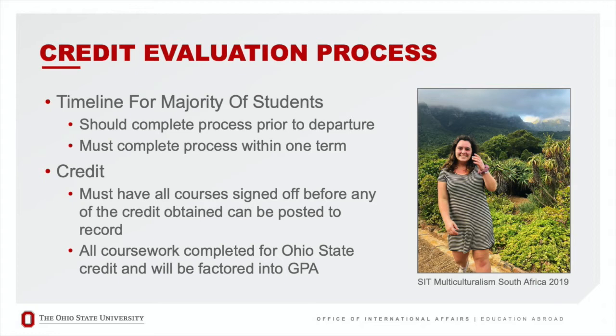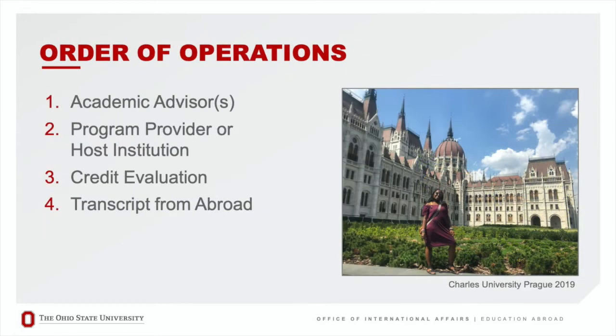You should complete the process prior to departure. You must complete the process within one term of receiving your program transcript. If you do not complete the process in the allowed time, a hold will be placed on your account and a grade of E will be recorded for the Education Abroad placeholder course. Please note, you must have all courses signed off before any of the credit that you obtained abroad can be posted to your record. All coursework will be completed for graded Ohio State credit and will be factored into your Ohio State GPA.